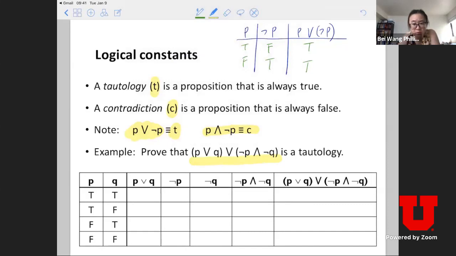P or Q combined through an AND operation with not P and not Q is a tautology. If I want to prove it's a tautology, I want to prove it's always true. So what do we do? In this case, I'm just going to fill the truth table. So let's start from the first row.